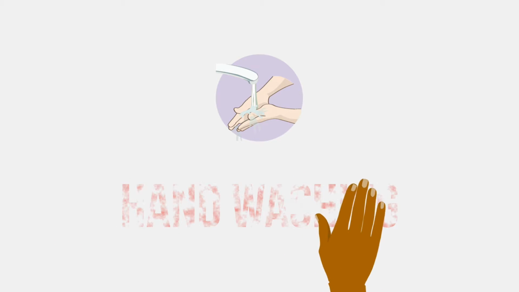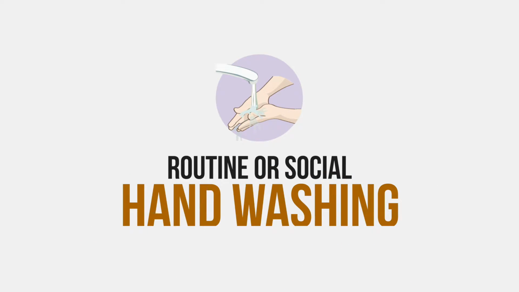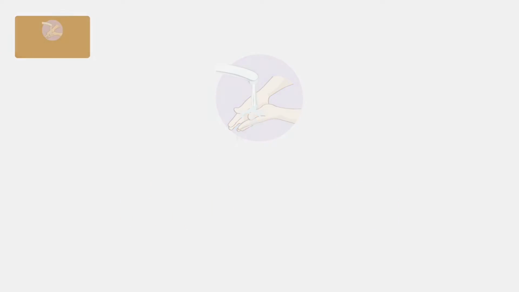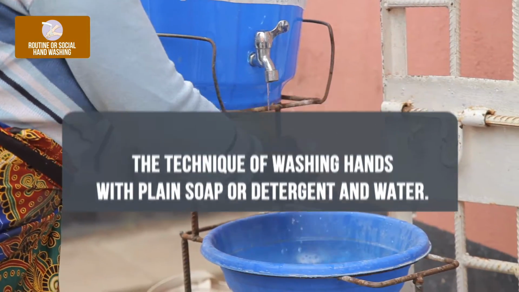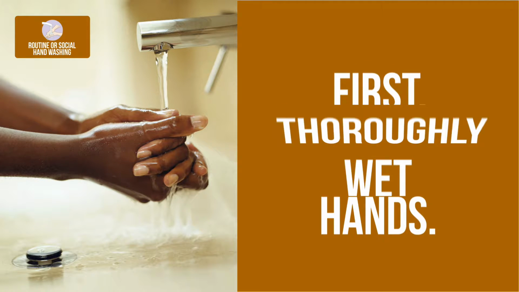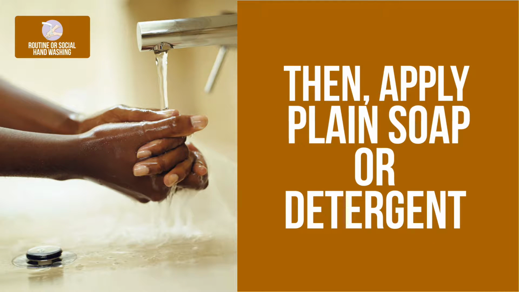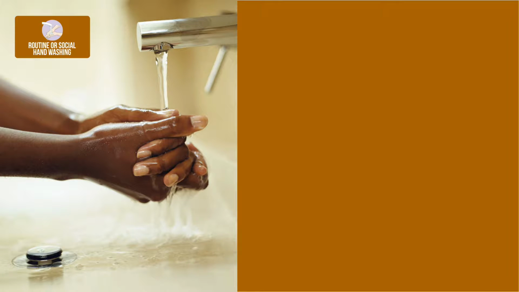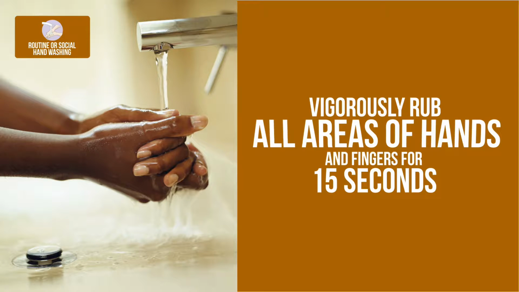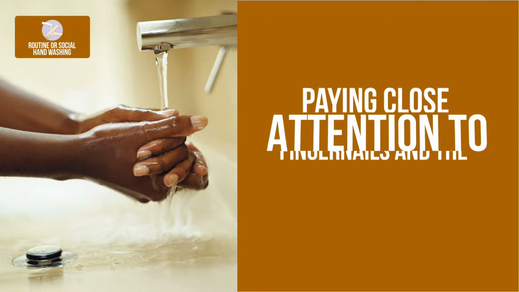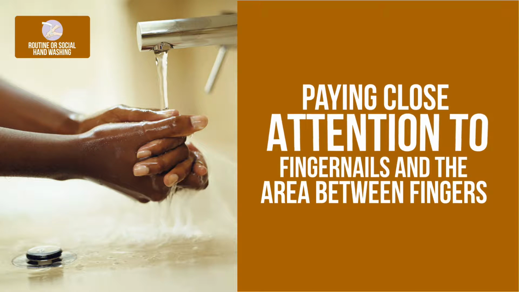Routine or social hand washing is the technique of washing hands with plain soap or detergent and water. It mechanically removes soil and debris from skin and reduces the number of transient microorganisms. When performing routine hand washing, the following steps should be followed. First, thoroughly wet hands. Then, apply plain soap or detergent. After you have the soap or detergent in your hands, vigorously rub all areas of hands and fingers for 15 seconds, paying close attention to fingernails and the area between the fingers.